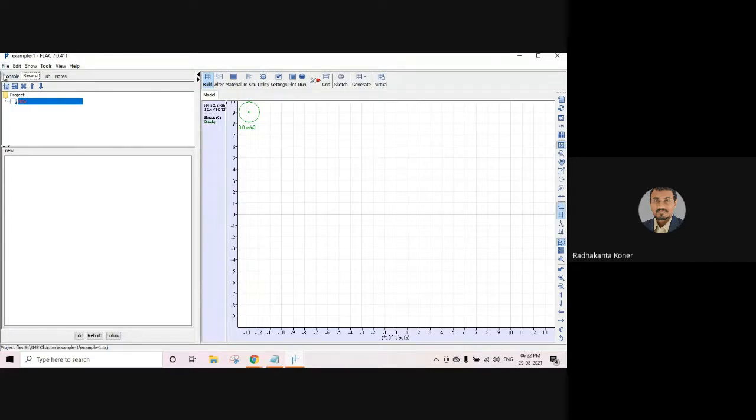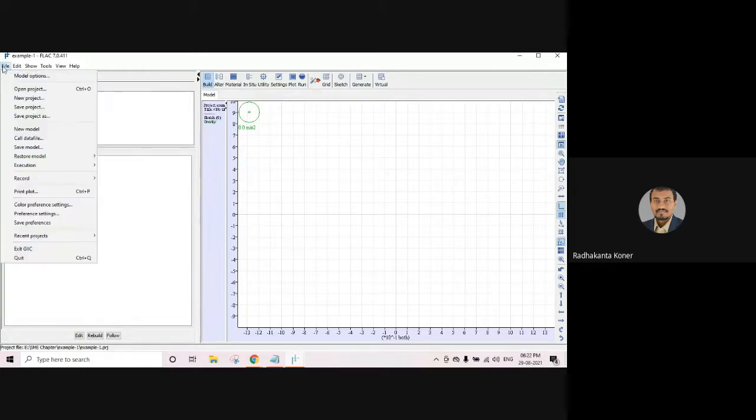Here you see on the bar there is a file bar. In the file bar there are so many tabs. You click the file tab, and there are so many options: open project, new project, import project, record, and exit to exit that.